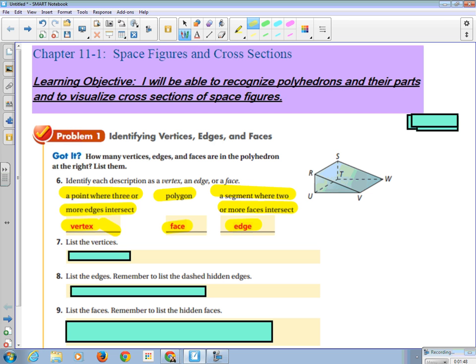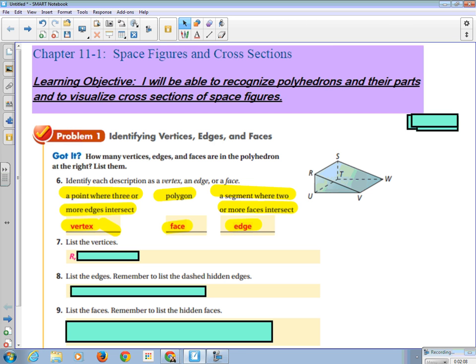You guys, we're into chapter 11. You know you're going to see this information pop up on a quiz or on a chapter test, so you know to record this. So if we look at our figure here, it's a little cheese wedge, and it wants us to list our vertices.